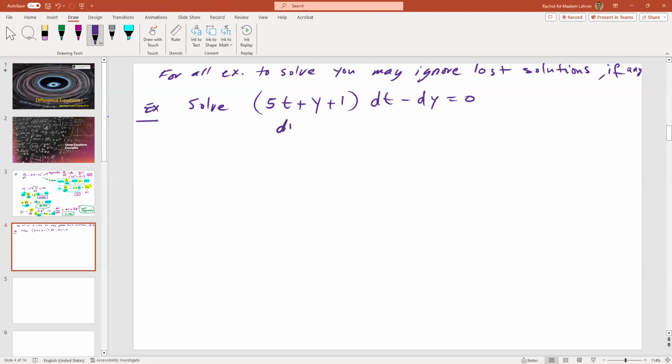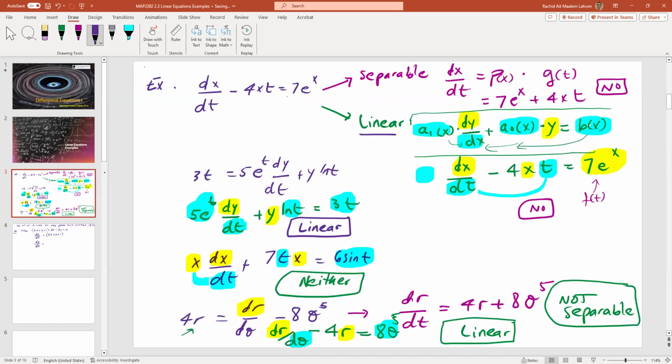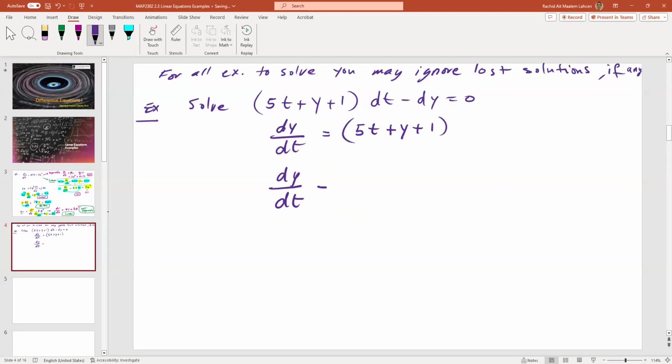So dy over dt, when you take dy to the right side, you're going to have this left side, then you divide by dt, and you're going to have this left here, right? So this is where you see it's not separable, but it is linear. Why is it linear? Because I'll take it to that shape that I put here. This one minus y equals 5t plus 1.